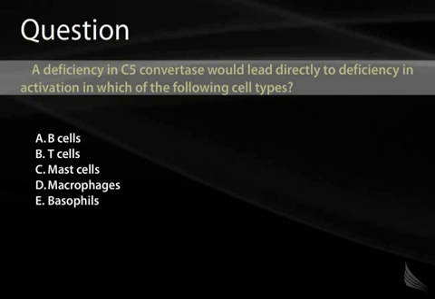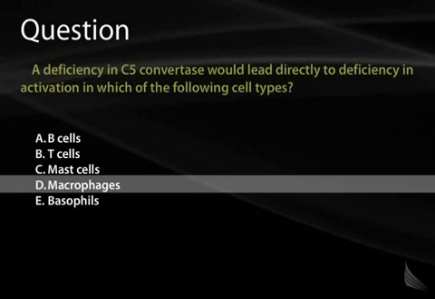Another question, a deficiency in C5 convertase would lead directly to deficiency in activation in which of the following cell types? B cells, T cells, mast cells, macrophages, or basophils? The answer here is macrophages. Why? A deficiency in C5 convertase, remember, would lead to a bottleneck right there at the C5 step, and you wouldn't have the ability to break C5 into its A and B, and you wouldn't get that anaphylatoxic effect. Now, why macrophages specifically? Well, that leads us into this next component of complement, which we'll talk about here.